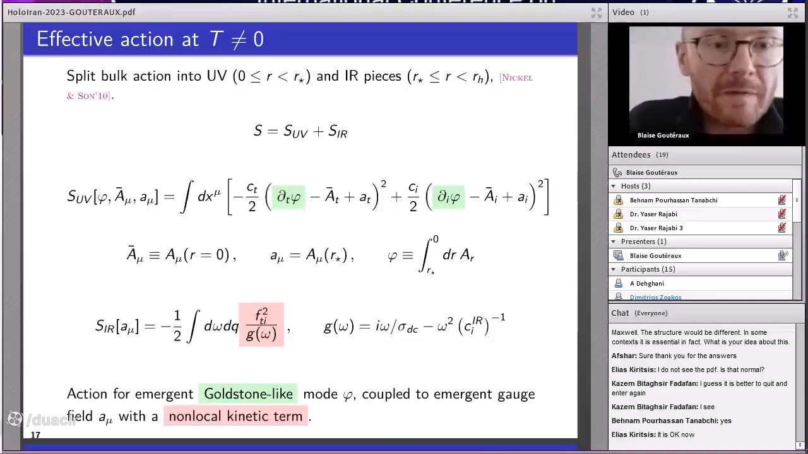So in there, I've defined various objects. There's A bar, which is the boundary external gauge field, so the boundary source. There's little a, which is an emergent gauge field, which is simply the value of the bulk gauge field evaluated at the cutoff hypersurface. And then there's a scalar field phi, which is the bulk Wilson line, the integral of the r component of the gauge field between 0 and the cutoff hypersurface r star.